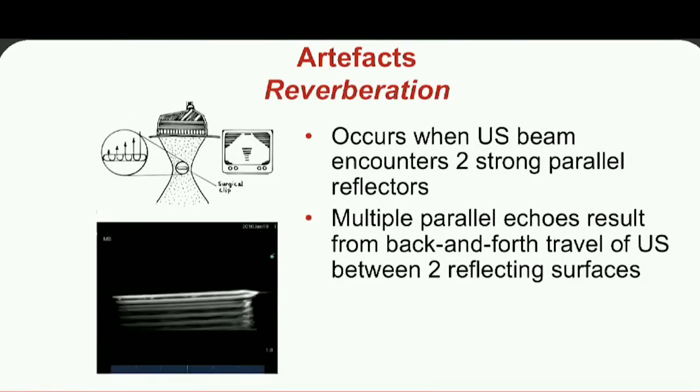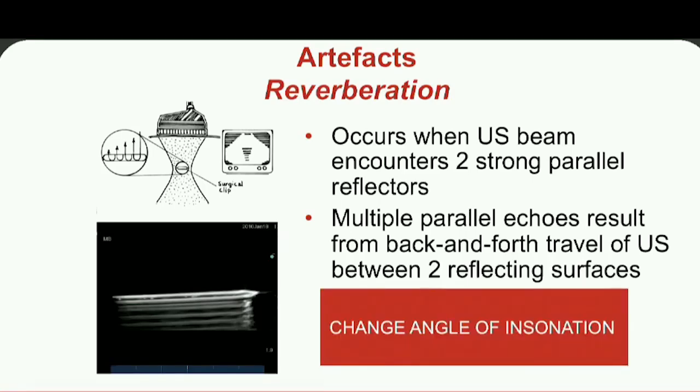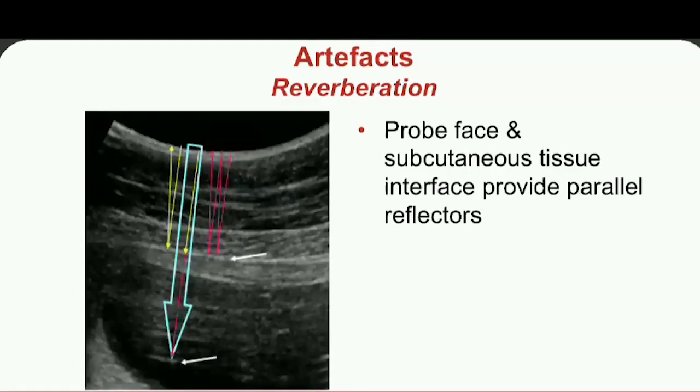The other artifact is called reverberation artifact. Reverberation artifact occurs when the ultrasound beam encounters two strong parallel reflectors. It's like standing in front of a mirror. If you have a mirror at your back side and also in your front side, you will be able to see your face several times in the mirror. So this is called multiple internal reflection. Here multiple parallel echoes result from the ultrasound traveling back and forth between the two reflecting surfaces. Here also, when you change your angle of inclination, the reverberation artifacts will move. The whole idea is to ensure you identify them as artifact and don't misinterpret them.